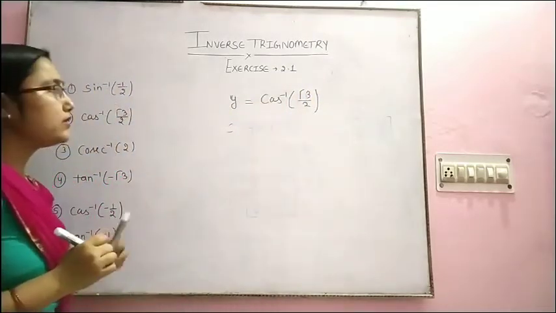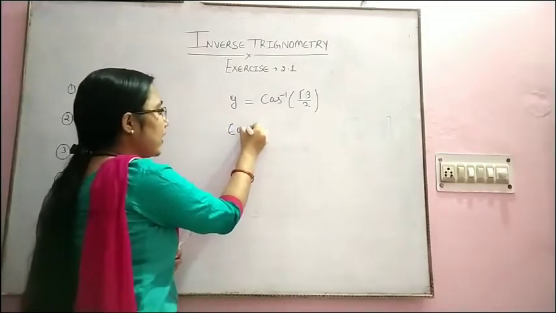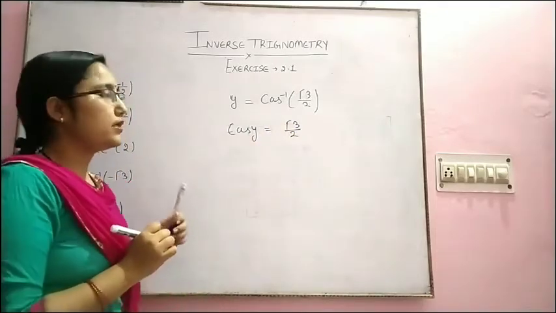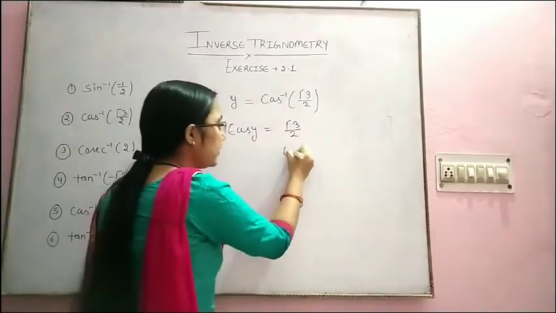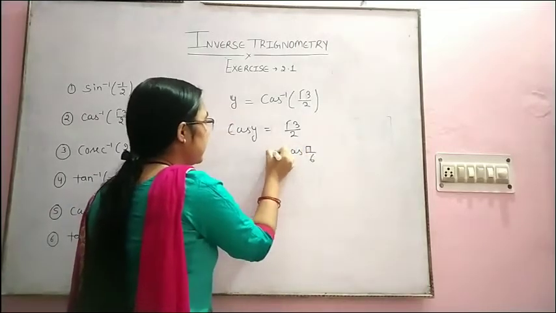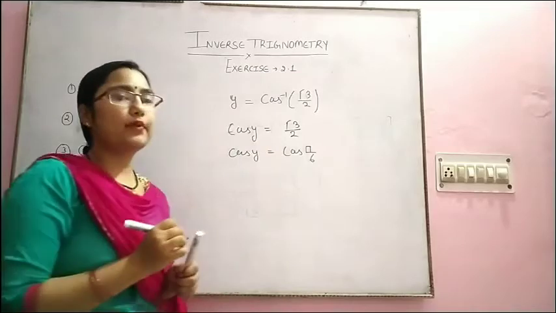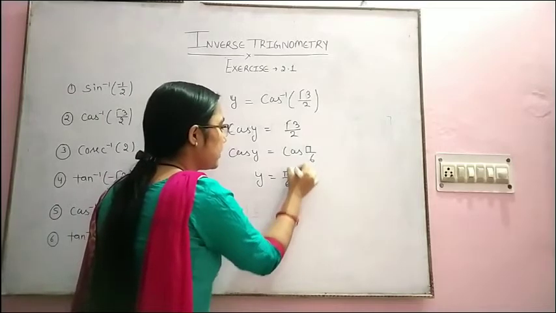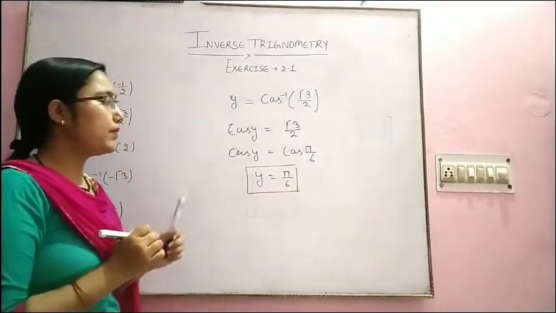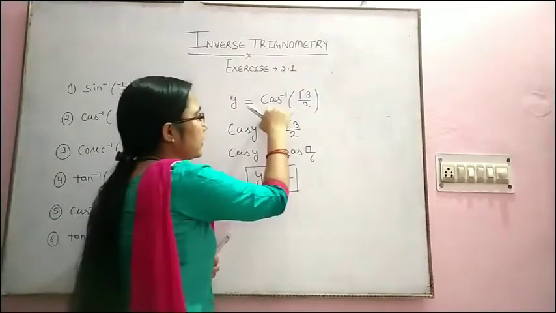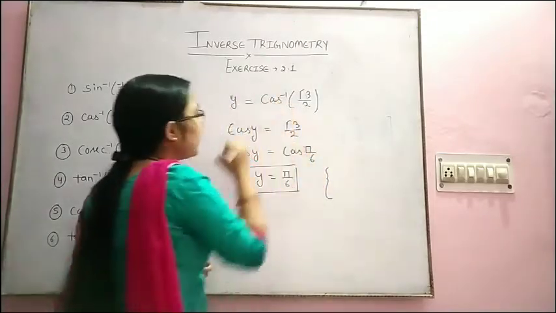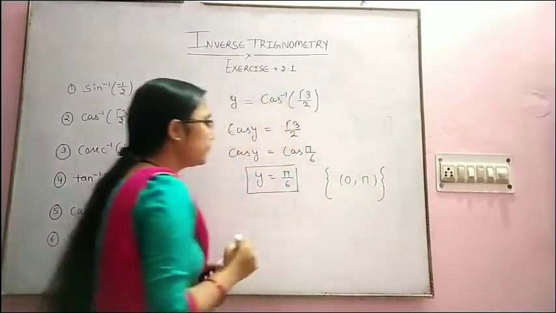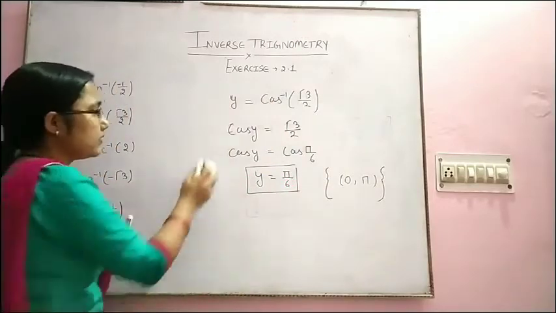Same process: let y equal cos inverse root 3 by 2. Then operate on both sides by cos, and we get cos y equals root 3 by 2. Root 3 by 2, in terms of cos, is cos pi by 6. This is cos y. By comparing both sides, we get y equals pi by 6. Check whether this belongs to the principal branch value interval or not. The range for cos is 0 to pi. So yes, it belongs within the interval.